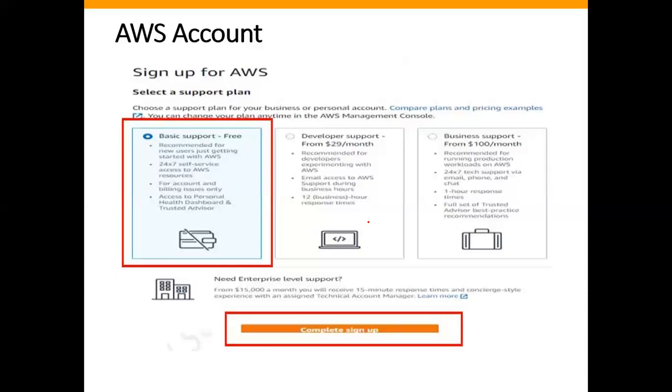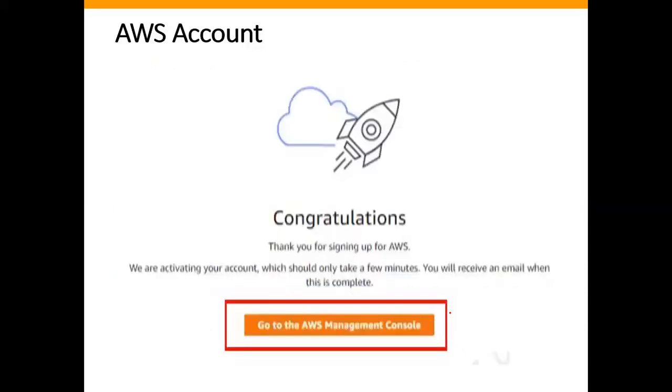Once you click on continue, here you need to select the support plan. You need to select free support. If you select the developer plan or business plan, you will get a monthly bill of at minimum $29 or $100. So you need to select the basic support free plan. Once you select your plan, click on complete sign up, and then click on AWS management console.